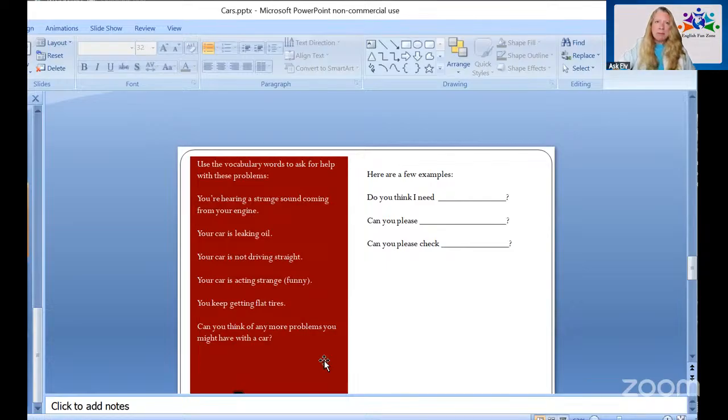Can you think of any more problems you might have with a car? When I had a van a long time ago that burned oil, and when I was driving around town, everybody knew me because I was a pet sitter. I would take care of people's pets, and the car was burning oil, so it was a lot of smoke. And people all the time told me, you need to have that fixed. You're ruining the ozone layer. You're destroying the environment. So my van was burning oil, right?